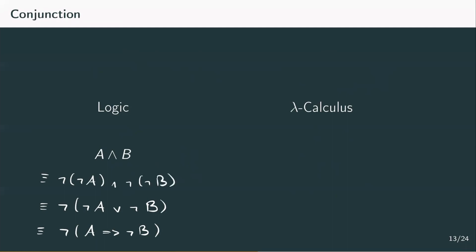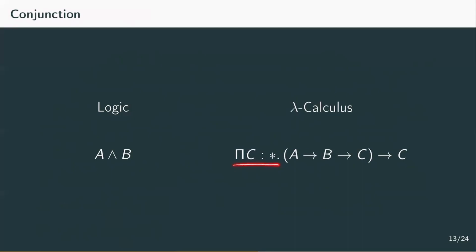Unfortunately, this equivalence doesn't work like this in intuitionistic logic, as we can't use the double negation elimination. So we're going to use the following encoding using lambda 2. Pi type C dot A to B to C to C. Remember that the arrow type stands for implication. So for arbitrary type C, it should hold that A implies B implies C implies C.